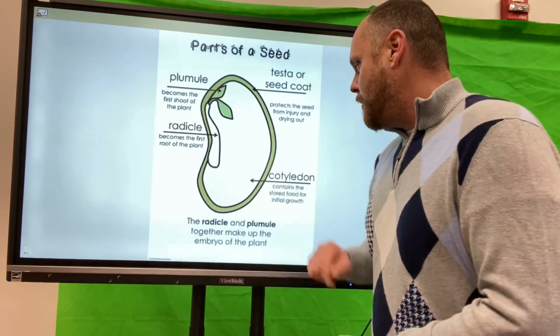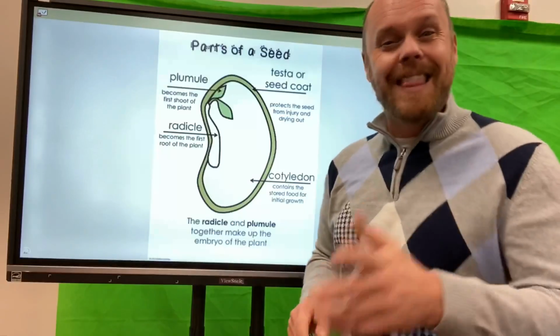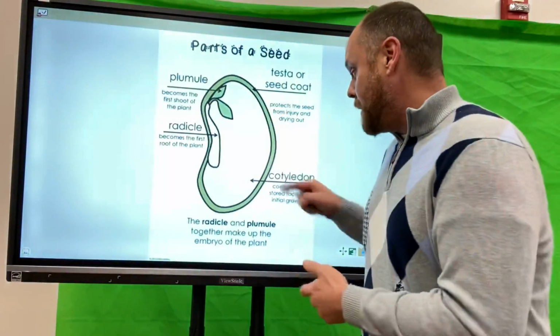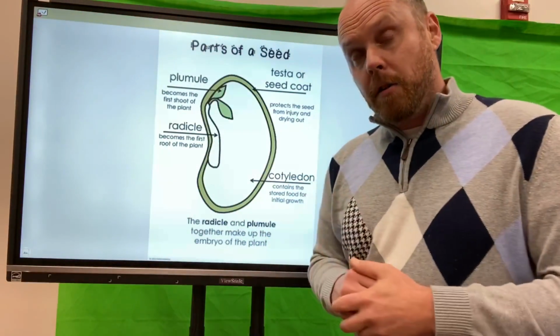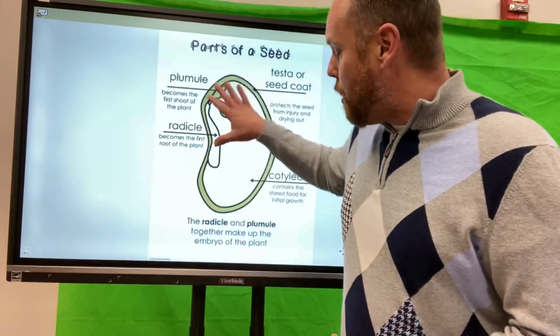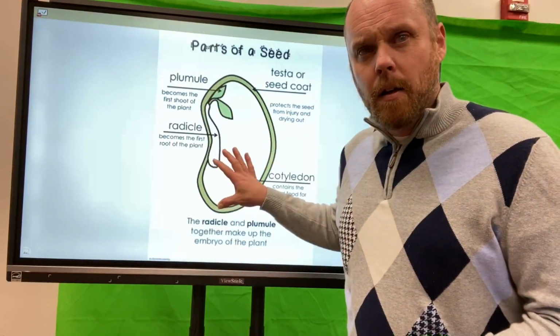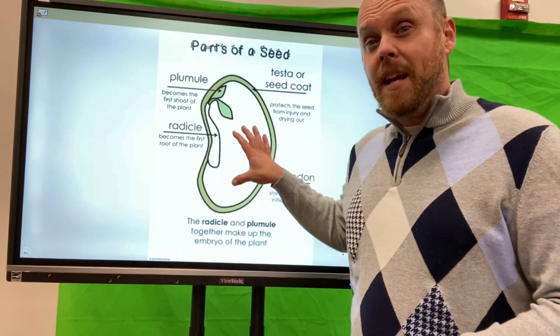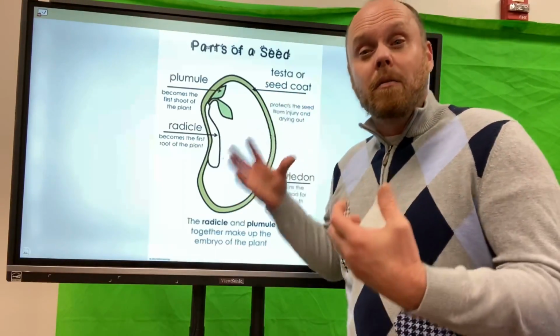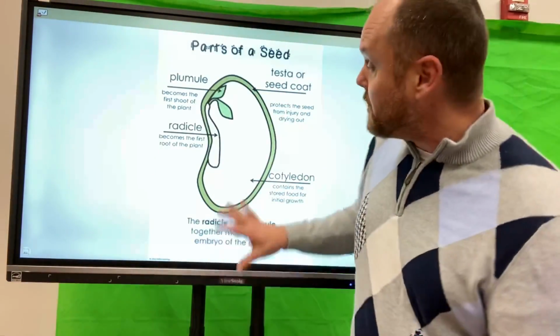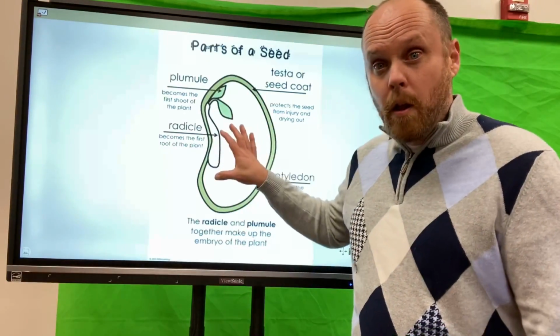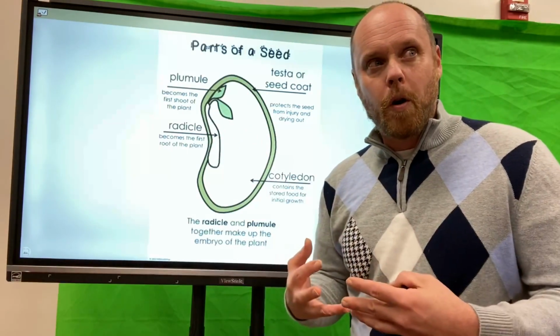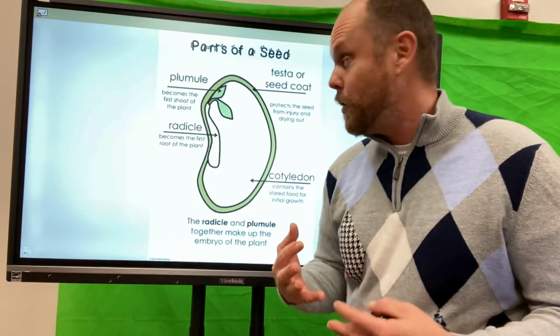Next, we have the cotyledon. I think I pronounced that right. But on the cotyledon, this is the big part of the seed, okay? This part right here is the part that, well, it feeds the young plant. This is all stored food for the seed to grow and kind of create its own food.